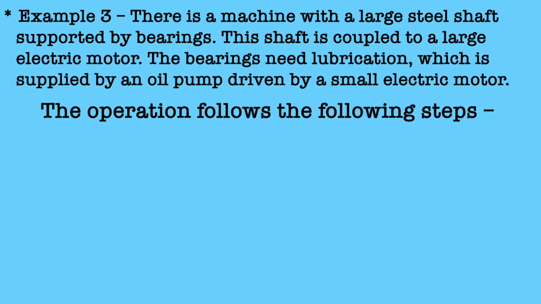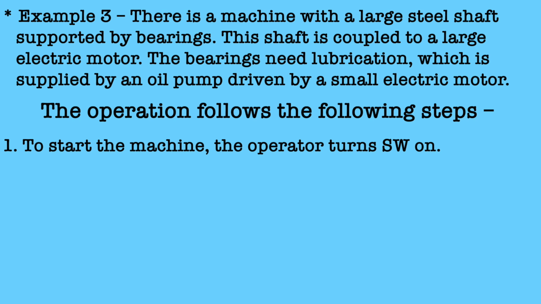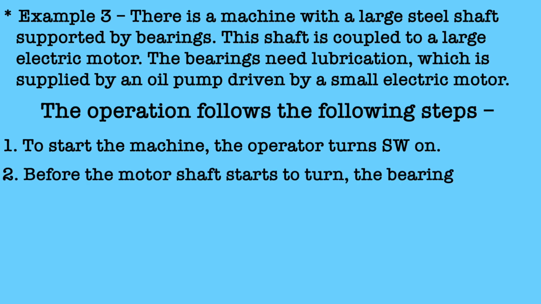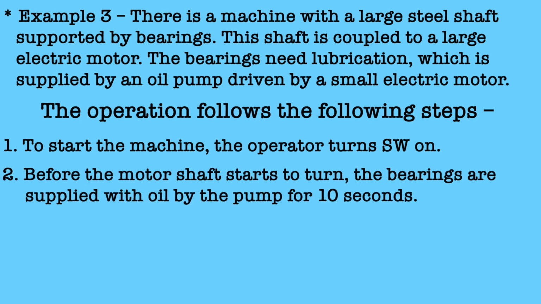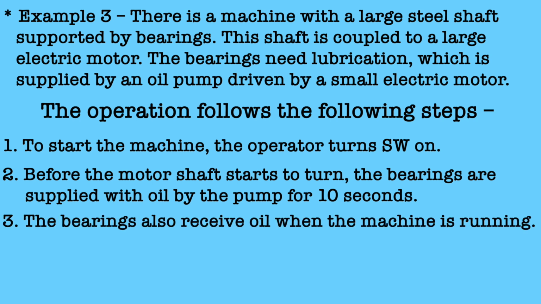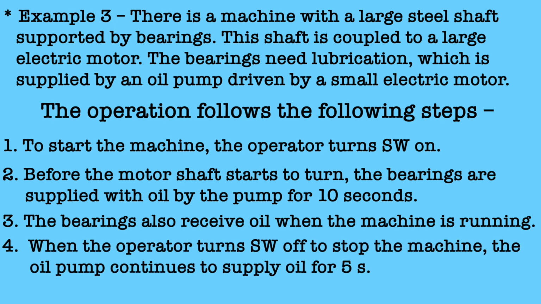In the first step, to start the machine, the operator turns the switch on. Before the shaft starts to turn, the bearing is supplied with oil by the pump for 10 seconds. In the next step, the bearing also receives oil when the machine is running, and when the operator turns off the switch to stop the machine, the oil pump continues to supply oil for 5 seconds.